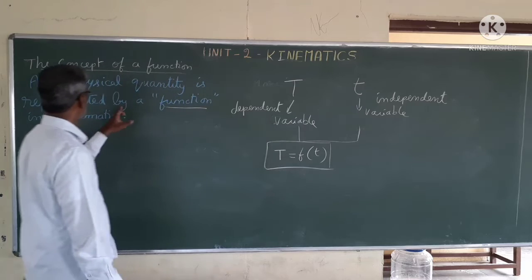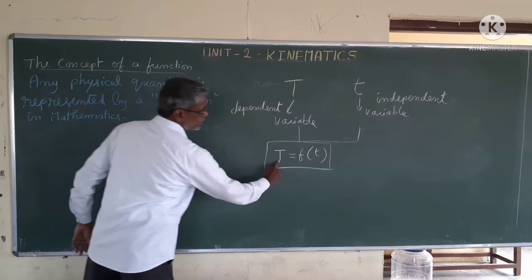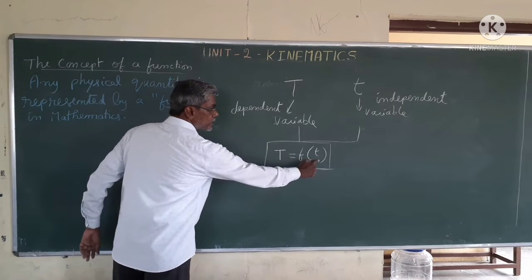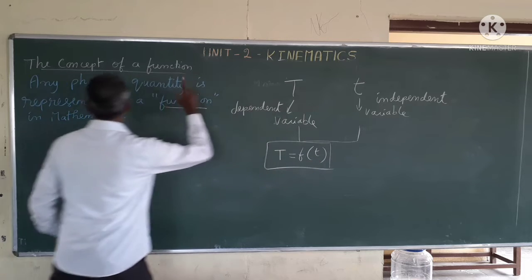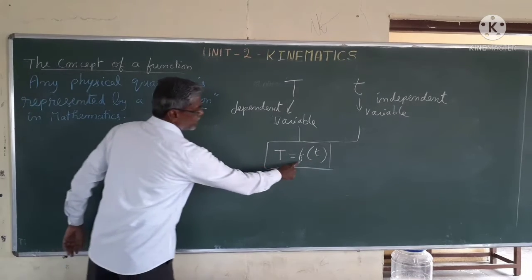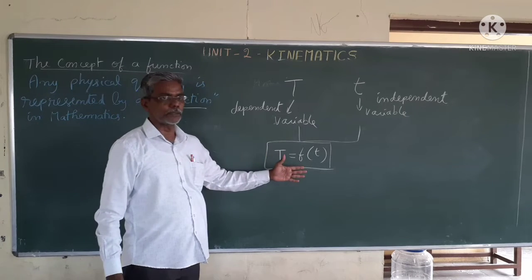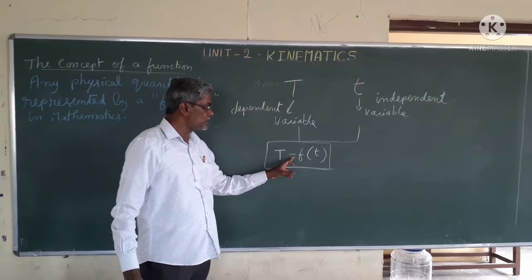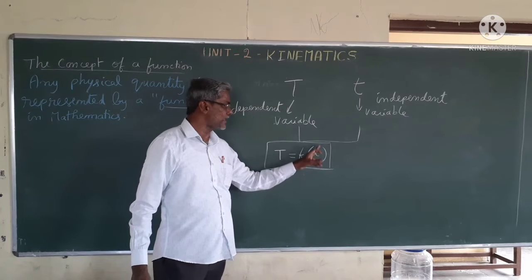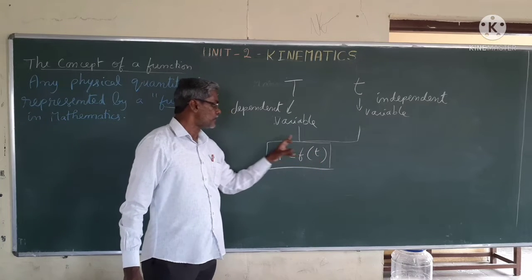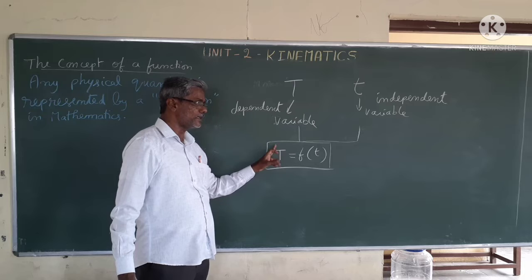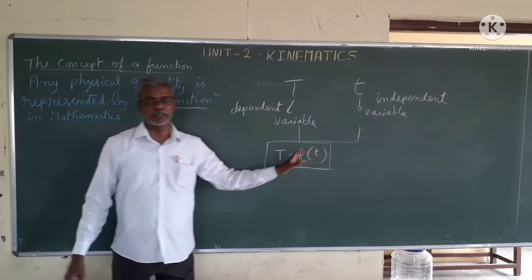Now you see this statement, any physical quantity: temperature is a physical quantity, time is a physical quantity. This is represented by a function f in mathematics. So temperature is equal to function of t, that is, time is independent, so temperature depends on time. Clear?